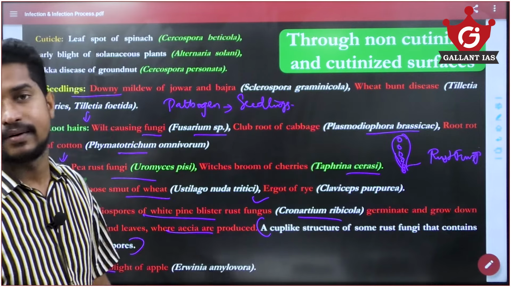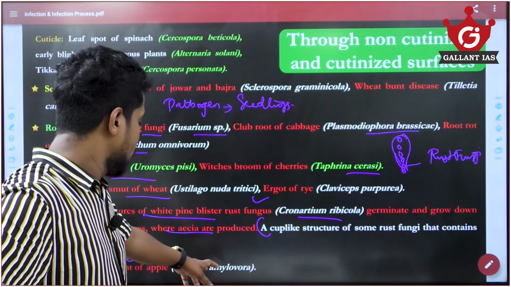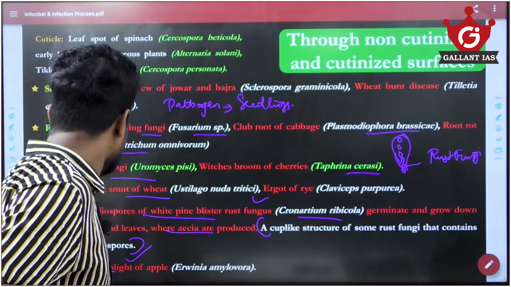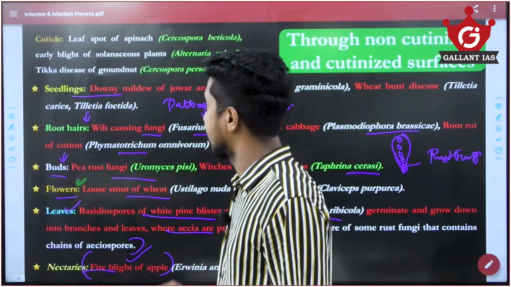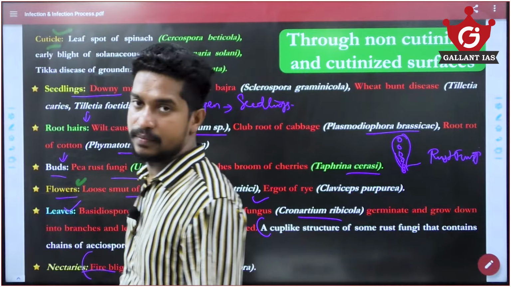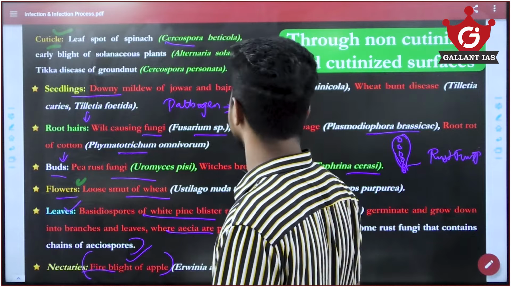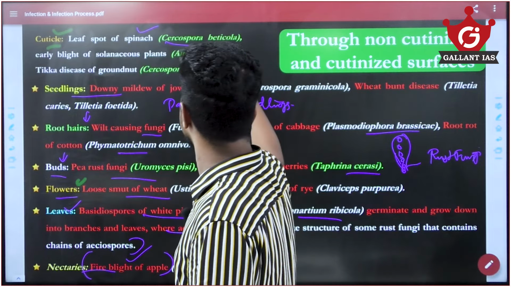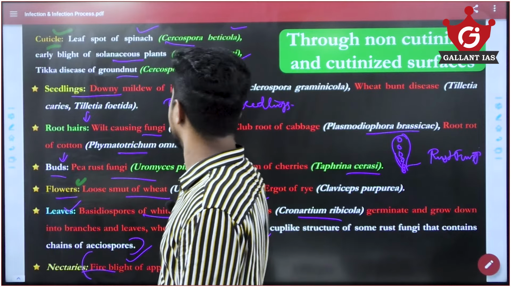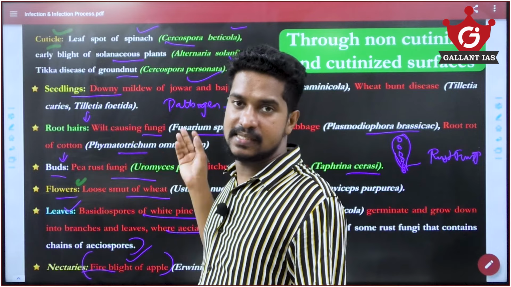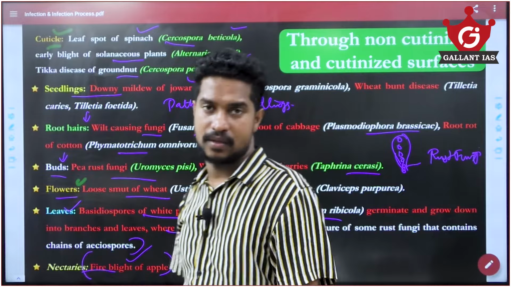Next is nectaries: fire blight of apple, Erwinia amylovora. This disease is caused by the entry of the pathogen through nectaries. And cuticle: we are discussing entry through non-cutinized and cutinized surfaces. Cuticle: leaf spot of spinach, Cercospora beticola, early blight of solanaceous plants, Alternaria solani, and tikka disease of groundnut, Cercospora personata. These diseases are caused by entry of the pathogen through the cuticle.